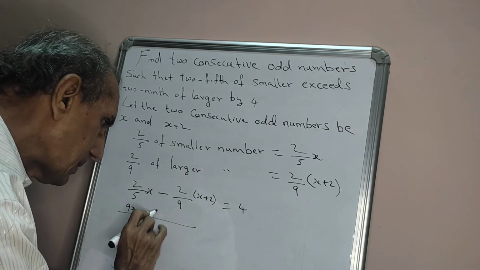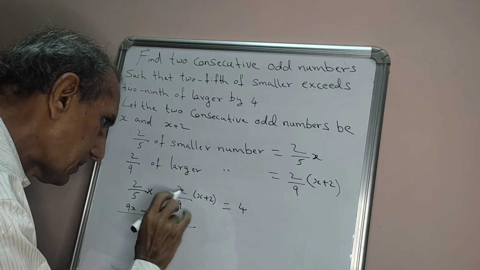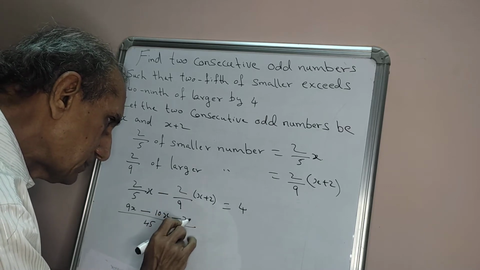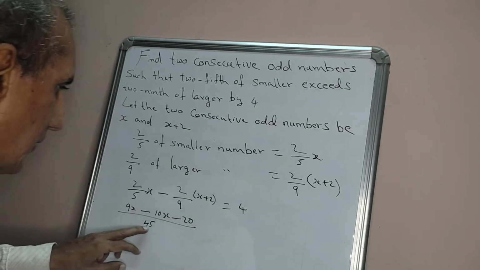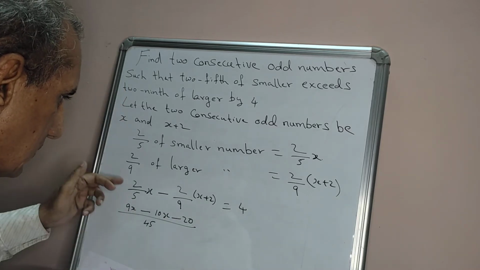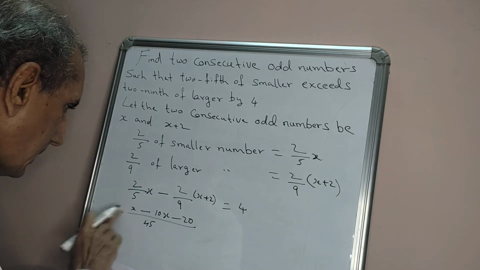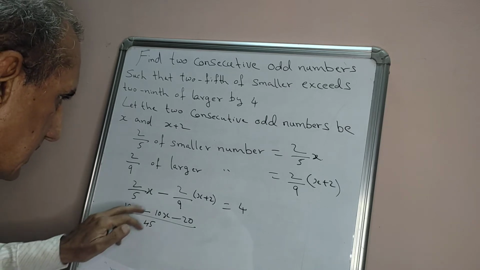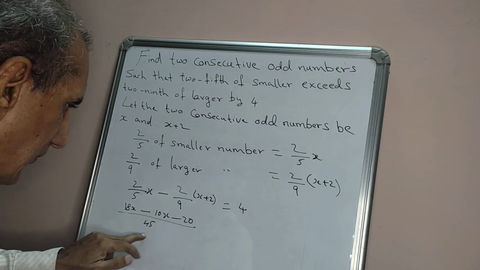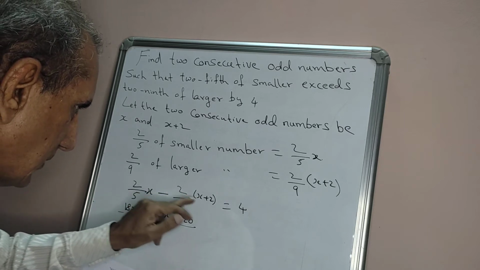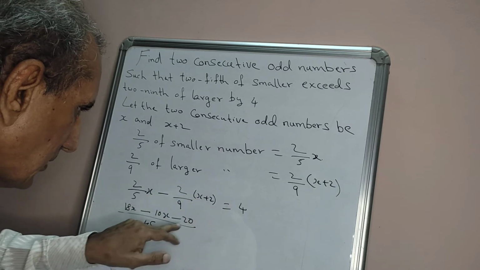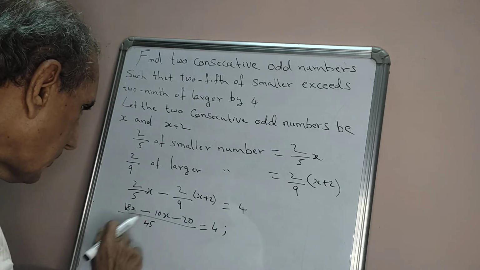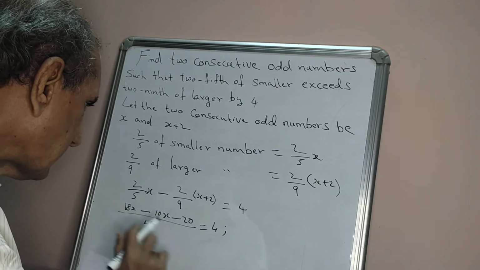So this would be 18x minus 10x minus 20. How would I get this? 45 divided by 5 is 9, 9 into 2x is 18x. Minus 45 divided by 9 is 5, 5 into 2x means 10x. Then 5 times 4 is 20. That will be equal to 4. If I solve this, 18 minus 10 is 8x.